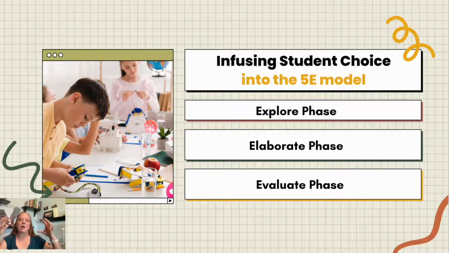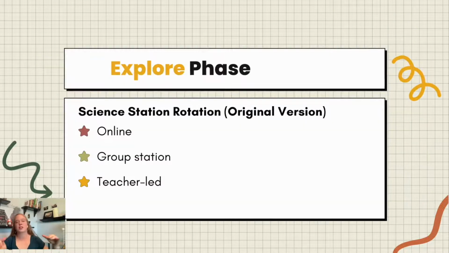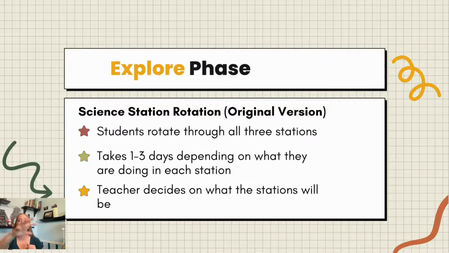Now, in the explore phase, that's a perfect time for science stations. I use the blended learning science station rotation model. The original version of this is that there are 3 science stations: an online version, a group station, and a teacher-led. And the idea is that the students rotate through all 3 stations. It takes about 1 to 3 days depending on the activities they're doing.